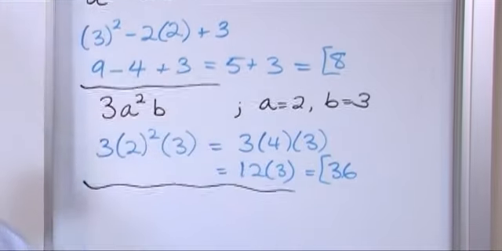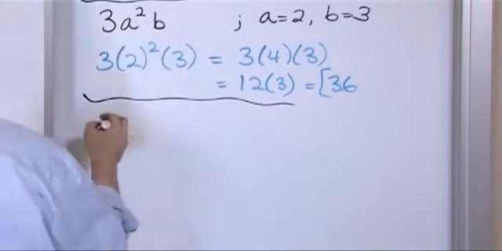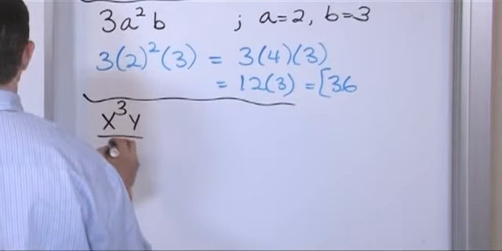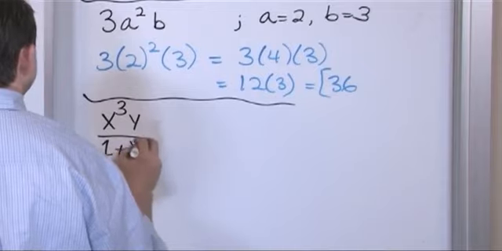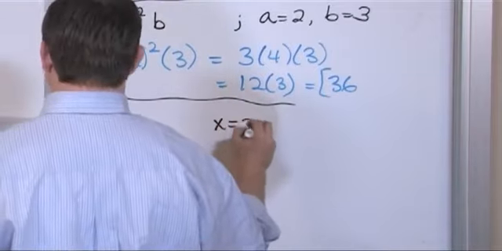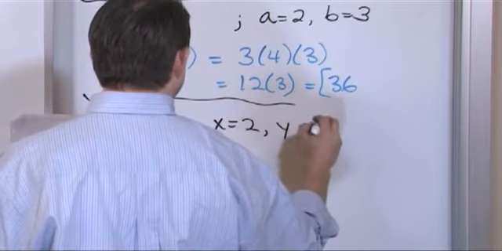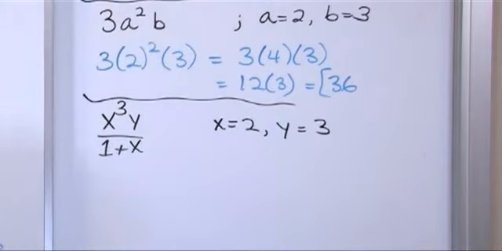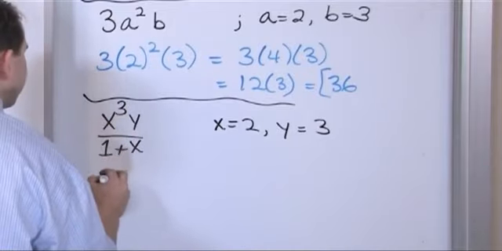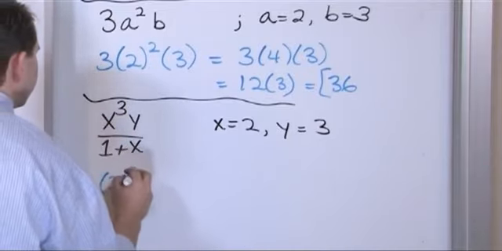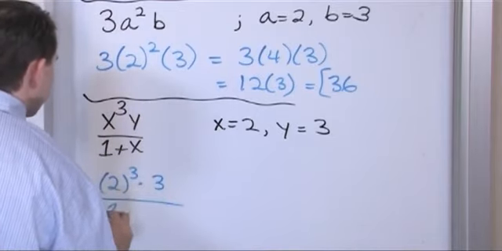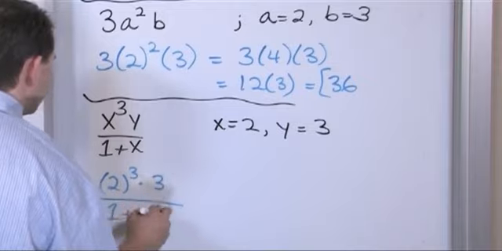All right, these problems that we've had here, there's really been no fractions involved, but let's say we have x cubed times y over 1 plus x. And let's say that x is equal to 2 and y is equal to 3. Could be any values, but I just want to give you some practice here. Let's stick it in here. X is equal to 2. We're going to have 2 cubed times y, which is 3, over 1 plus x is equal to 2.